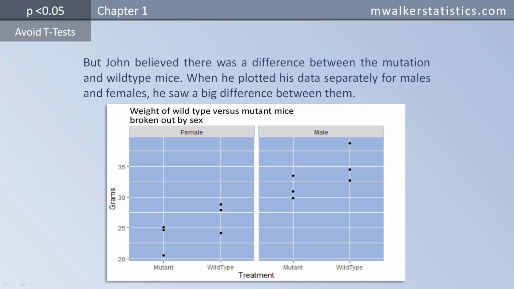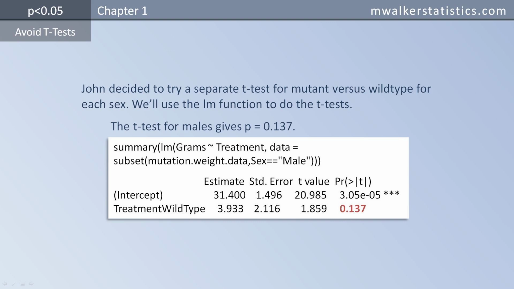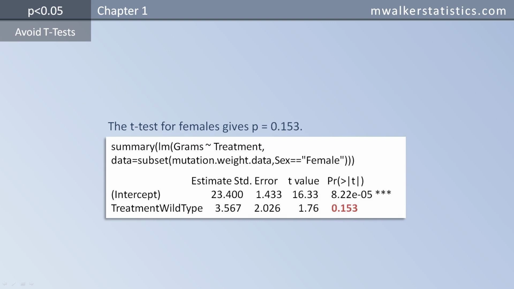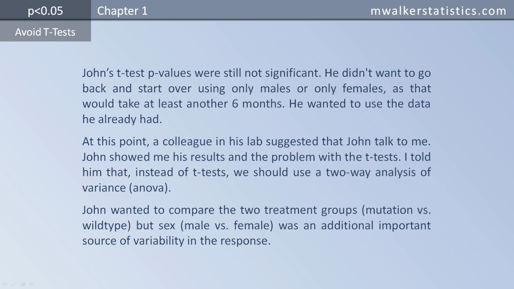When he plotted his data separately for males and females, he saw a big difference between them. John decided to try a separate t-test for mutant versus wild-type for each sex. We'll use the LM function to do the t-tests. The t-test for males gives p equals 0.137. The t-test for females gives p equals 0.153. John's t-test p-values were still not significant.